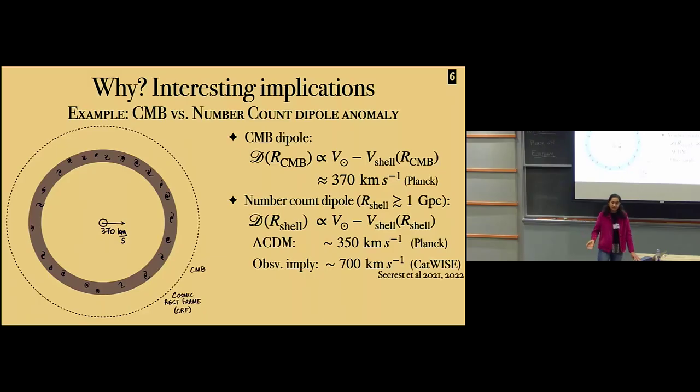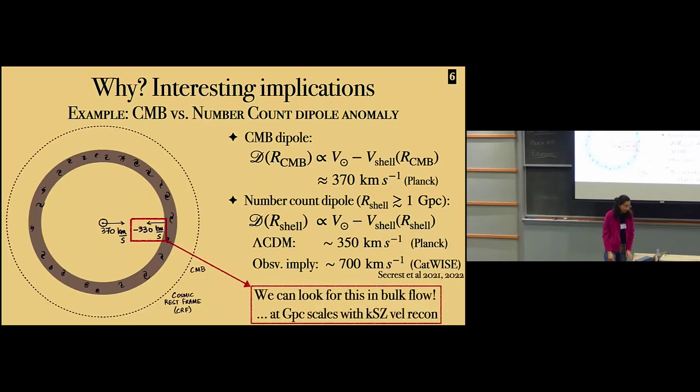This anomalously large number count dipole implies that this shell of distant sources is moving in the opposite direction with a velocity of 330 kilometers per second. So 370 plus 330 gives you that 700. But this bulk motion of distant luminous sources is exactly the kind of thing that we can look for using kSZ velocity reconstruction at gigaparsec scales.